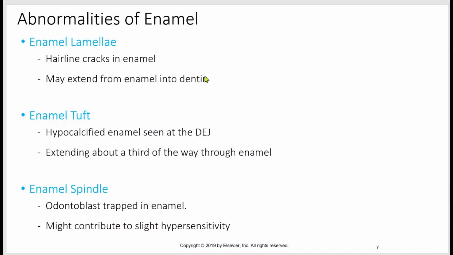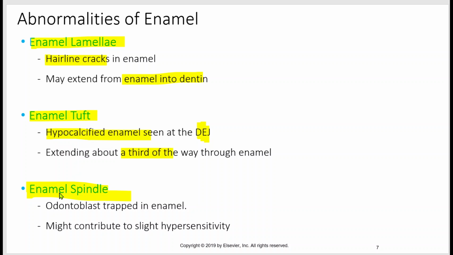Okay. Other things that we see in the enamel, we have the enamel lamellae, we have the enamel tuft, and we have the enamel spindle. Okay, the lamellae are hairline cracks in the enamel, so they extend from the enamel, or they can even extend from the enamel to dentin. I'll show you a picture of these. A tuft is a hypocalcified enamel. You can see it at the dentino-enamel junction, DEJ, so where the dentin and the enamel meet. It extends about a third of the way through the enamel.